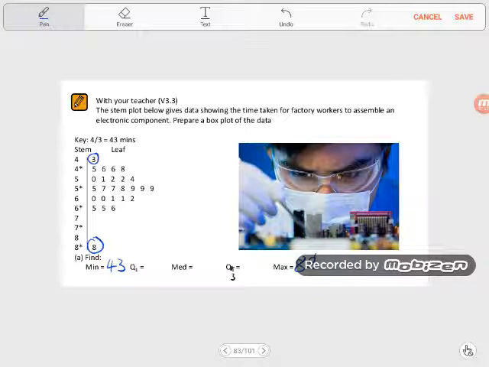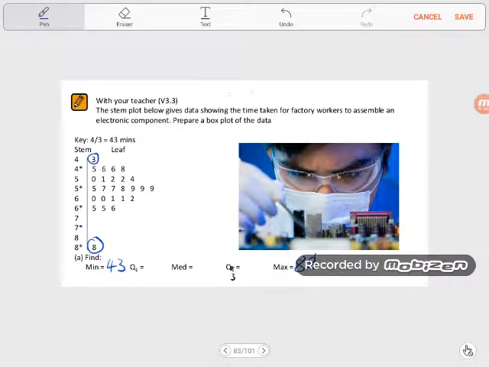So the next best thing is to identify the median, which is the halfway point of this data. So let's see how many factory workers there were. 1, 2, 3, 4, 5, 6, 7, 8, 9, 10, 11, 12, 13, 14, 15, 16, 17, 18, 19, 20, 1, 2, 3, 4, 5, 6. So it looks like 26 workers to me.